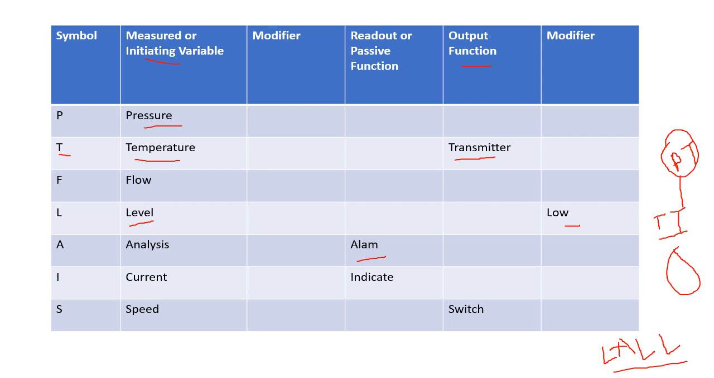Similarly, I stands for current when it is at the beginning, and I stands for indicate when it is a passive function or readout. S stands for speed, but when it is an output function, it stands for switch.